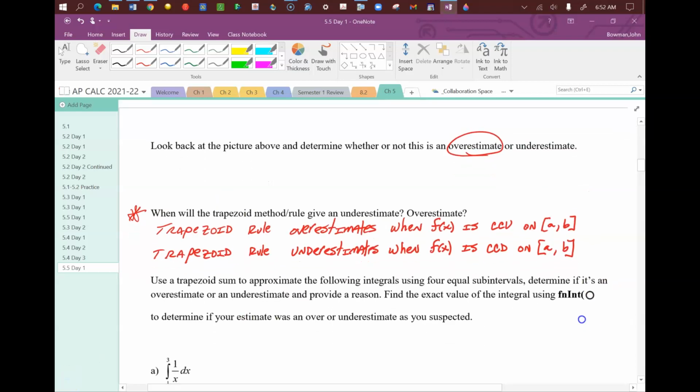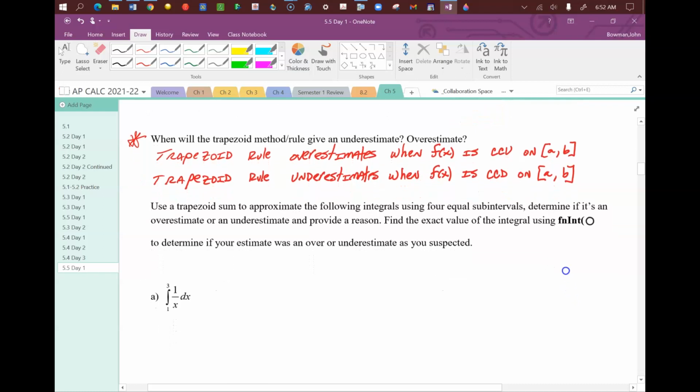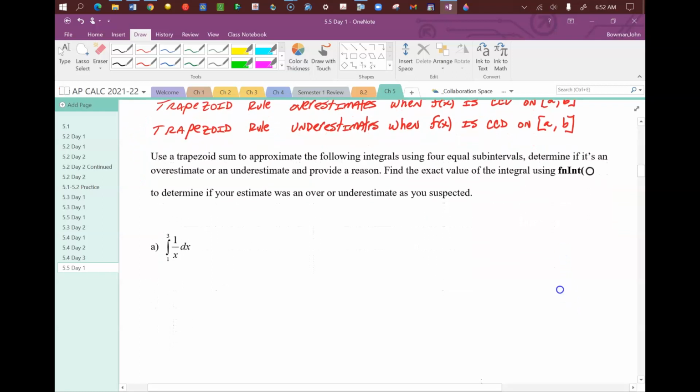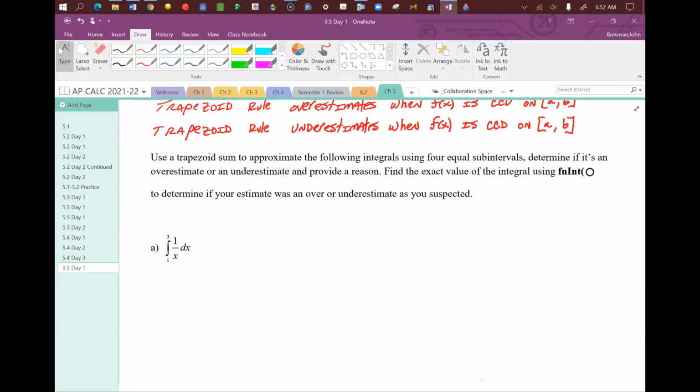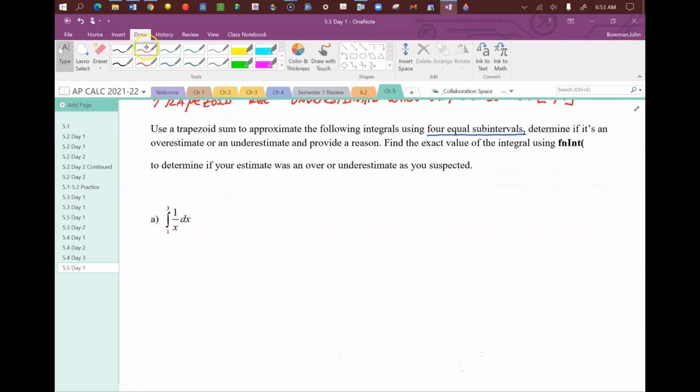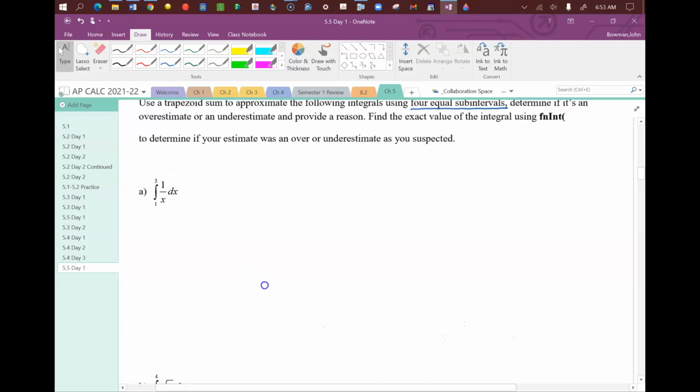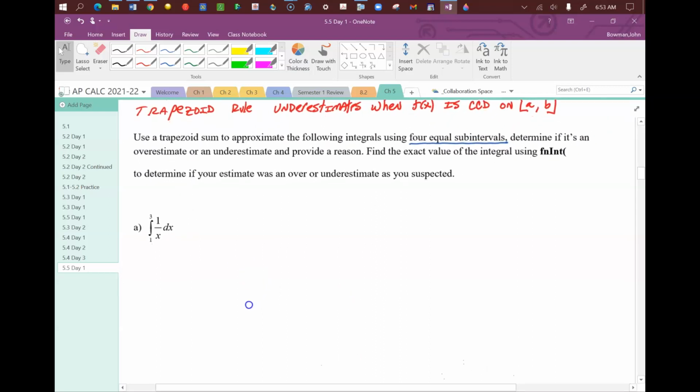So the next thing I'd like to do is to use the trapezoid rule to estimate a few integrals. In these two examples, we are going to approximate these integrals using 4 equal subintervals and then determine whether or not the estimate is an over or underestimate. So let's start out with this first integral, the integral from 1 to 3 of 1 over x dx. Having a good idea of what functions generally look like is really helpful here. So we're going to graph this thing.